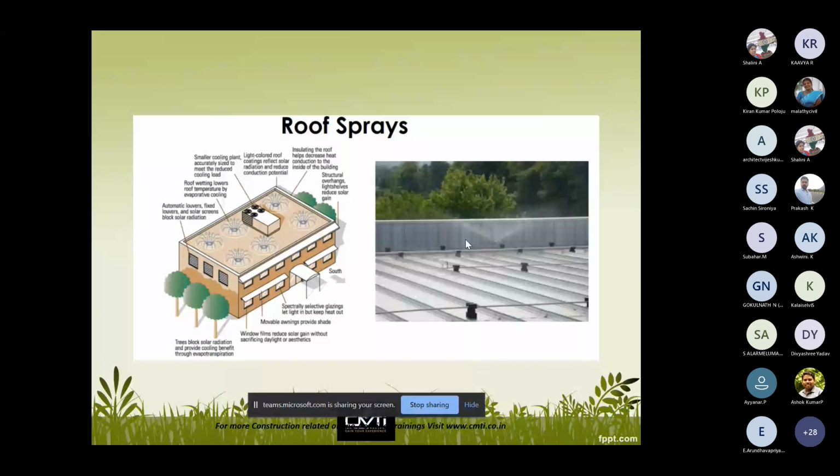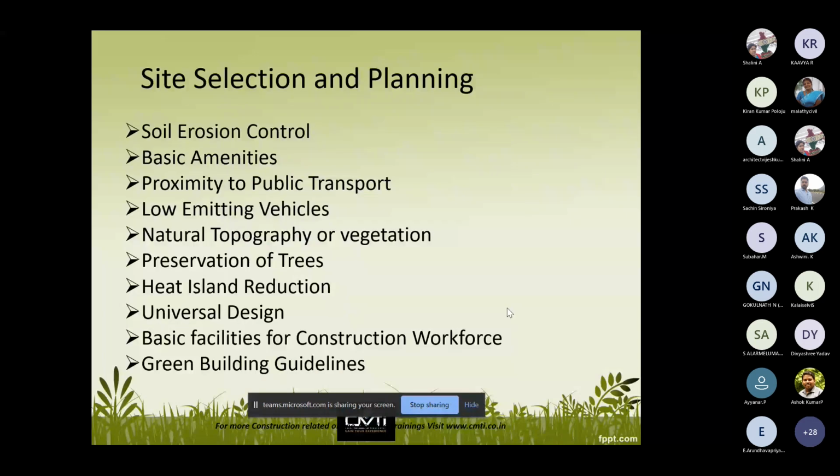See, some of the things you have to consider during site selection and planning are soil erosion control and basic amenities and proximity to public transport, maybe your ATMs, nearby schools, all these things. Even public transport like bus facility, if it is nearby your project, then definitely the carbon footprint will come down. And low emitting vehicles, charging stations should be available, and natural topography or vegetation.